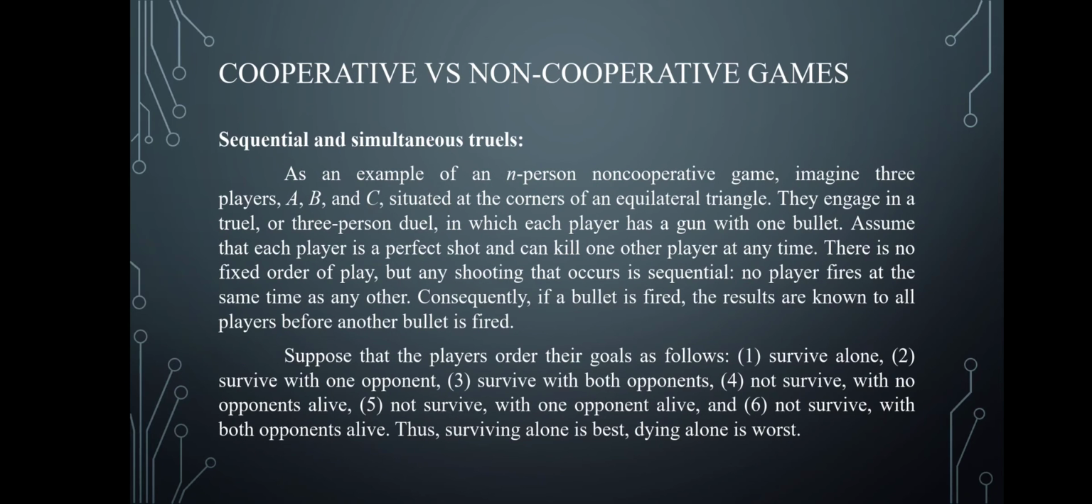And sequential and simultaneous duels. As an example of n-person non-cooperative games, imagine three players A, B, and C situated at the corners of an equilateral triangle. They engage in a duel, or three-person duel, in which each player has a gun with one bullet. Assume that each player is a perfect shot and can kill another player at any time. There is no fixed order of play, but any shooting that occurs is sequential; no player fires at the same time as another. Consequently, if a bullet is fired, the results are known to all players before another bullet is fired.